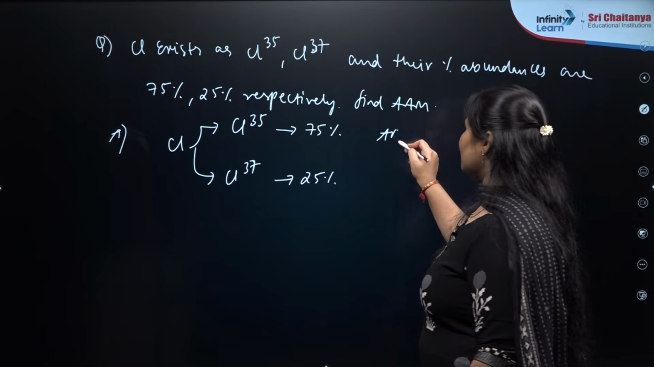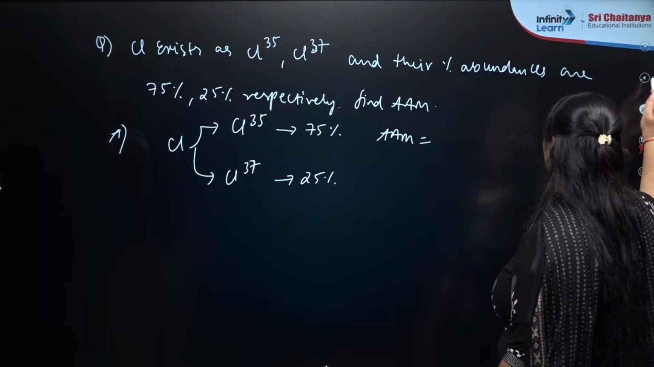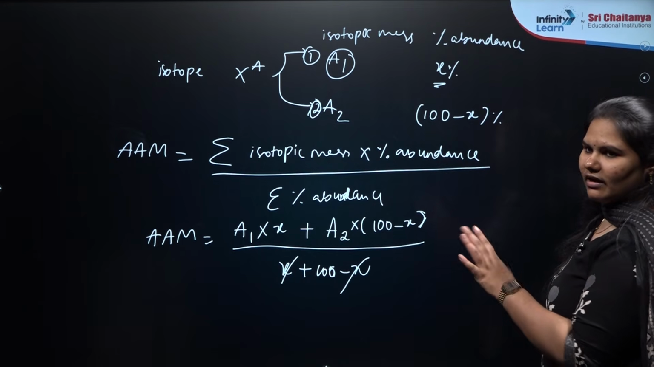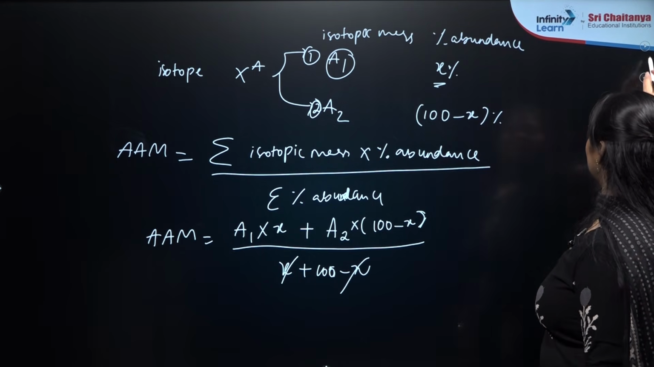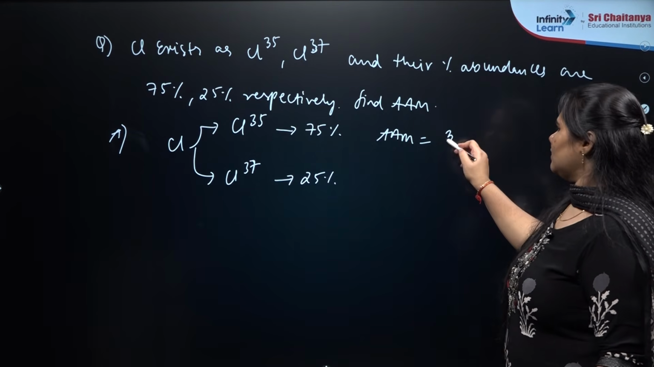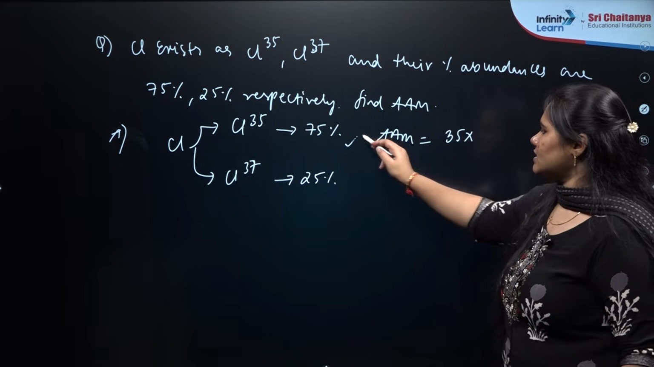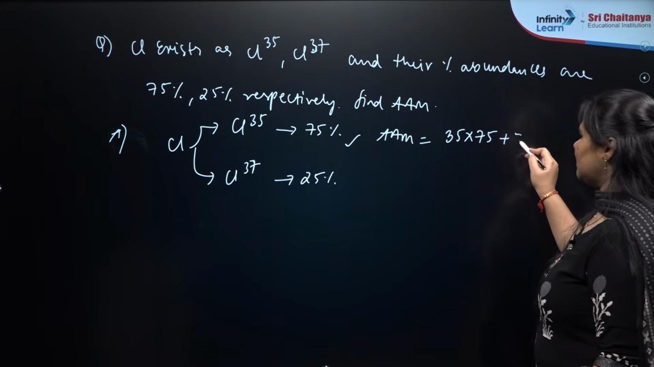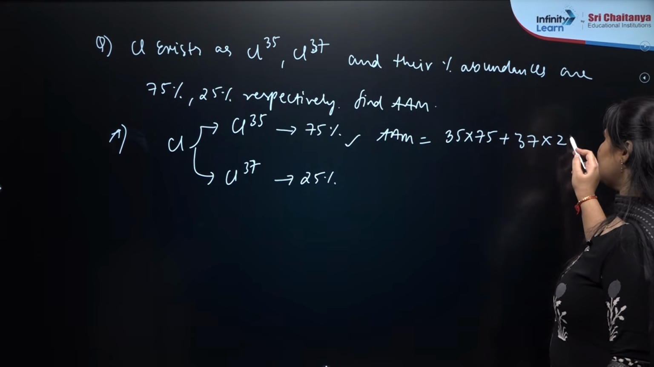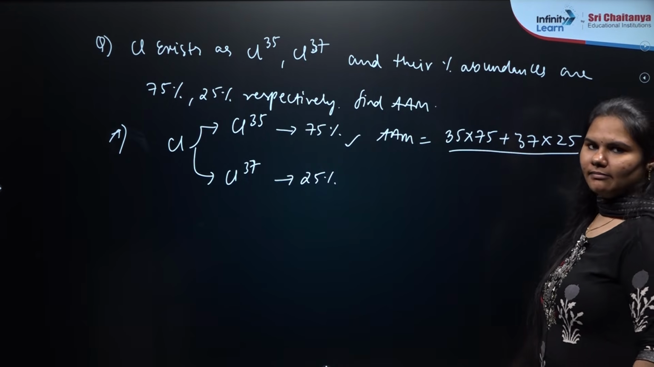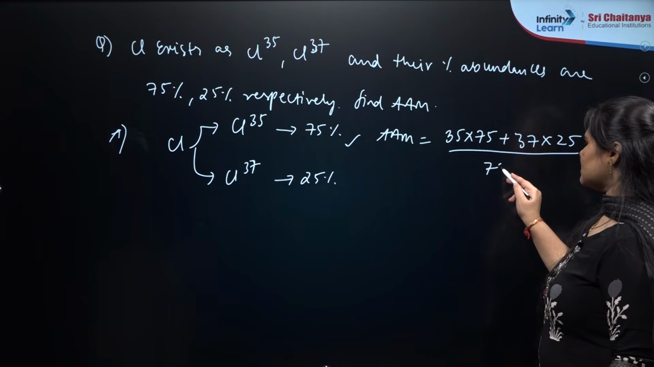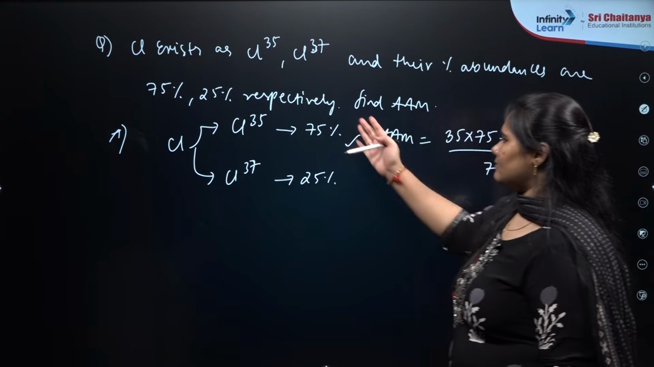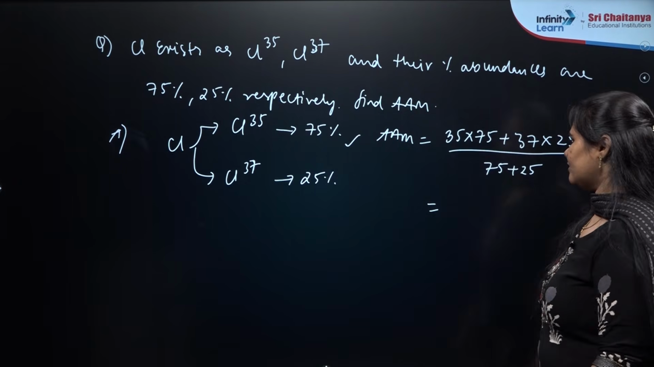Now average atomic mass. Come back to the formula: isotopic summation. There are 2 terms, right? 2 isotopes, so we have to add 2 terms. What is the first isotope mass? 35. And what is its percentage abundance? 75. Plus second isotope mass? 37. Its percentage abundance? 25. Divided by the sum of percentage abundances, 75 plus 25. If you observe, 75 plus 25 is anyhow 100.